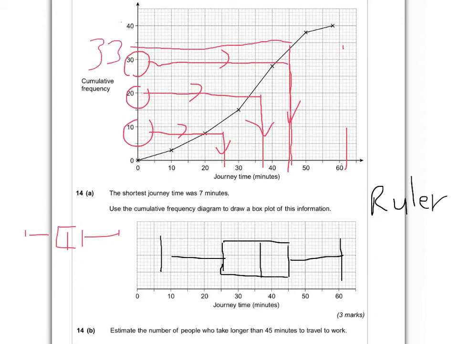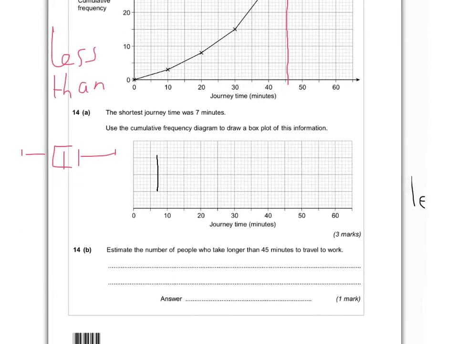Now, what you need to realize about cumulative frequency is it tells you less than a certain value, less than a certain time. So less than 45 minutes, there was 33 people. So what's our question asking? It's asking us for longer than 45 minutes. So if there's 33 people taking less than 45 minutes, there is 40 take away 33, 7 people taking longer than 45 minutes.